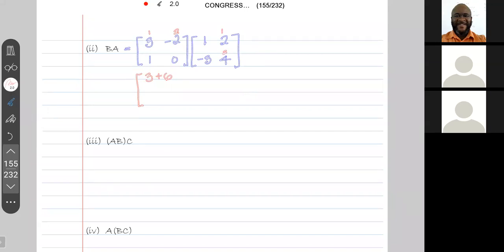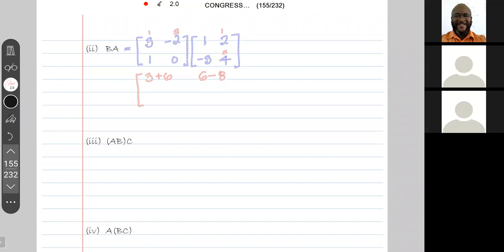So how do we multiply a row by a column? First element in the row times the first element in the column. The second element in the row times the second element in the column. So it's 3 times 2, 6. That's the first element in the row times the first element in the column. Then minus 2 times 4, that's minus 8. That's the second element in the row times the second element in the column.